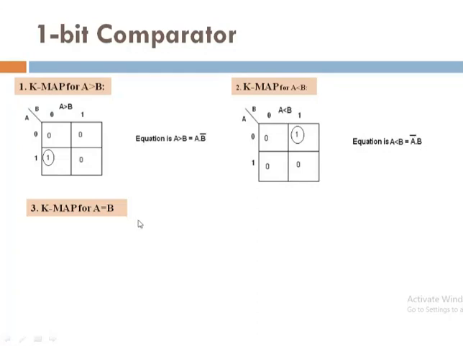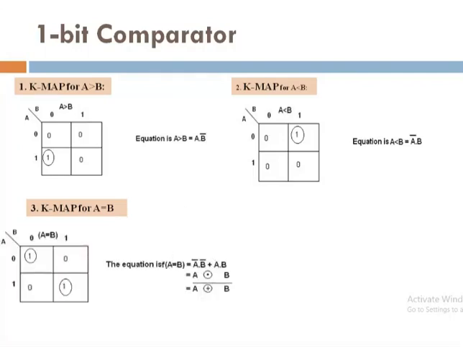Now the last K-map, A is equal to B: the 0th cell and the third cell have high values. If you put these high values in the K-map, they are diagonal cells, and we cannot make a group of diagonal cells, so again it's a group of individual cells. The value for this group is A is 0 and B is 0, so A bar into B bar. For this other group, A value is 1 and B value is 1, so plus A into B. Now you can observe this equation.